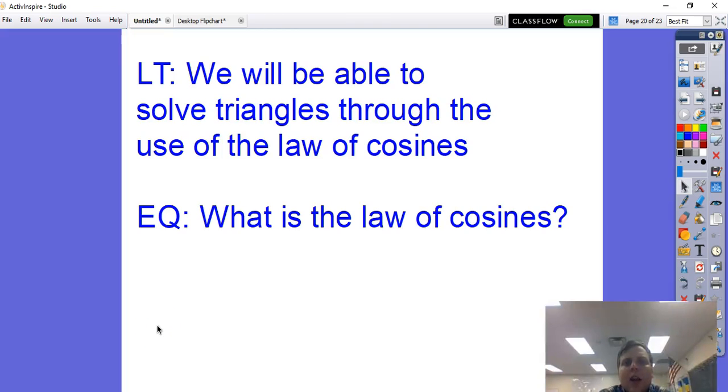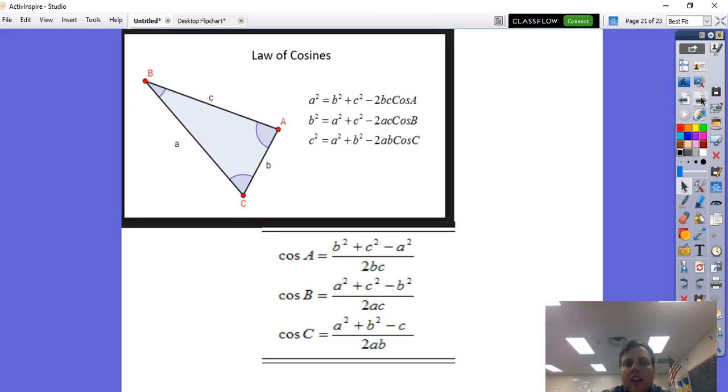Hey guys, today we're going to talk about solving triangles using the law of cosines. Okay, so we've learned about the law of sines, and now I want us to go over the law of cosines. Here's a learning target and an essential question if you want to write it down. But let's dive right in, because you can pause the video and write this down if you need to. Okay? Here is the law of cosines.